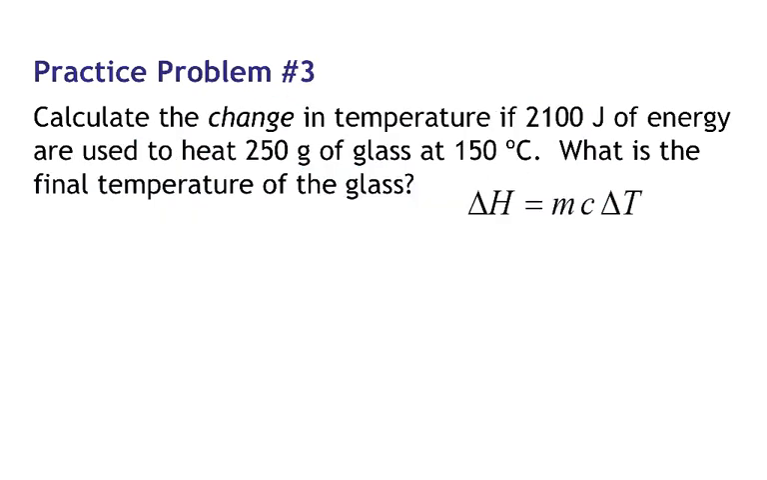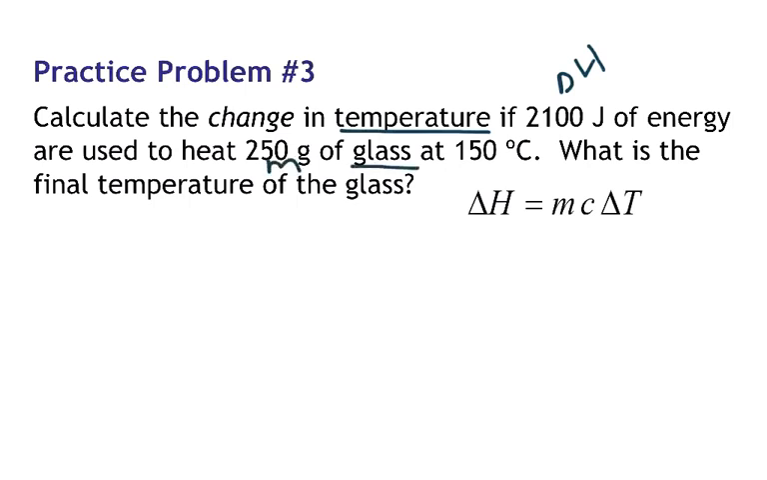So I've showed you how to calculate for heat and mass. Now we're going to keep going and try for some other things. So in this problem, it says calculate the change in temperature, so delta T, if 2100 joules of energy are used to heat 250 grams of glass at 150 degrees Celsius. What is the final temperature of the glass? So let's look at what we're given. So 2100 joules of energy, that's going to be my delta H, are used to heat 250 grams, that's my mass, of glass.